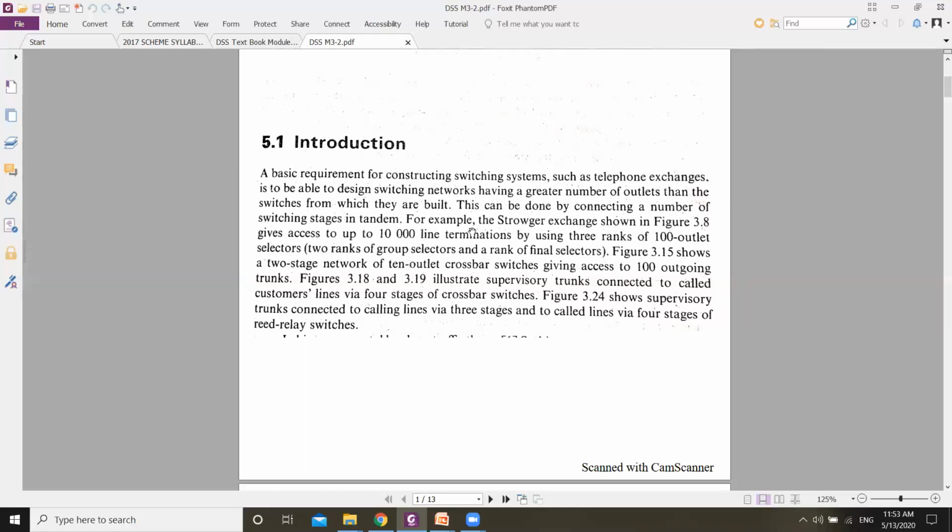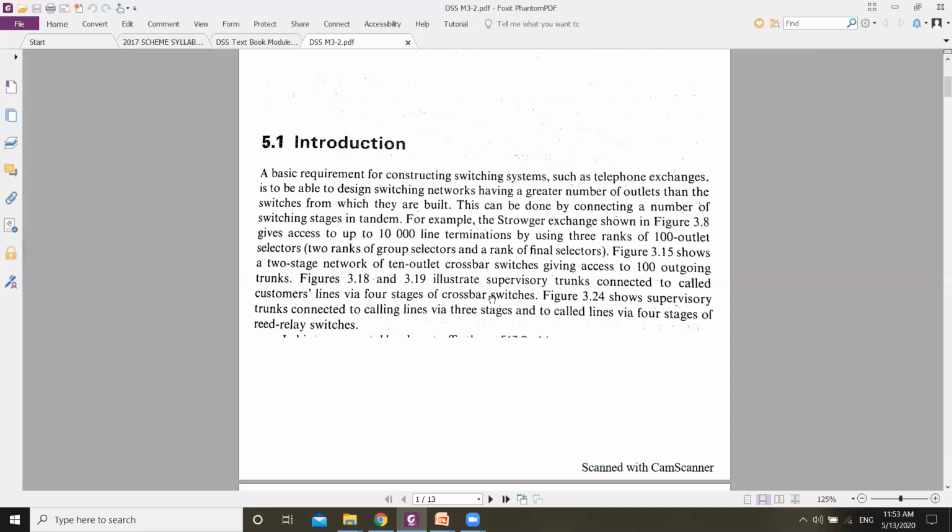Fine. And he's taking one example of a Strowger exchange that we discussed in the previous modules, which can give us up to 10,000 line terminations by using 3 trunks of 100 outlet selectors. So in the Strowger system, there were 100 outlets, and 3 sets of such 100 outlets could give 10,000 line terminations. Further, we have discussed a two-stage network also, which gives access up to 100 outgoing trunks and so on. So this is our main aim over here.